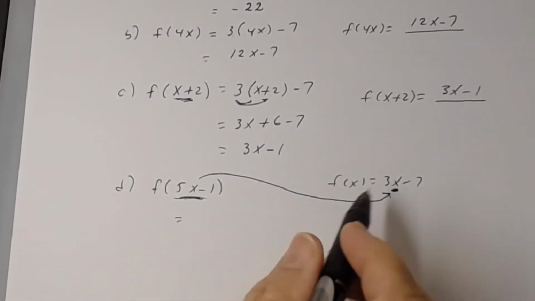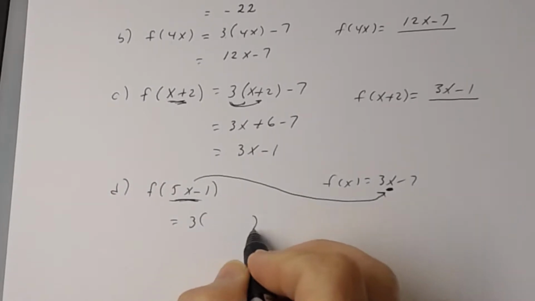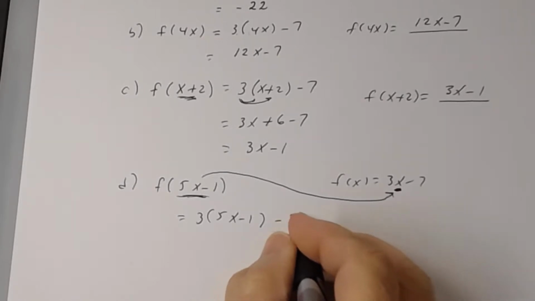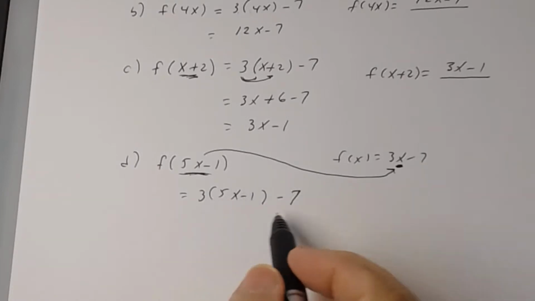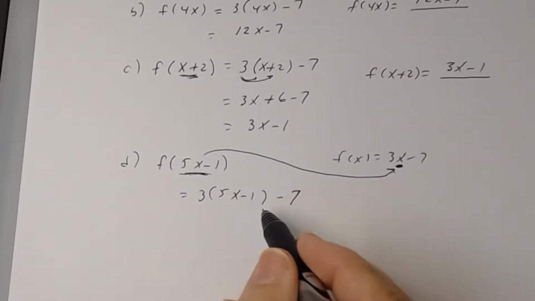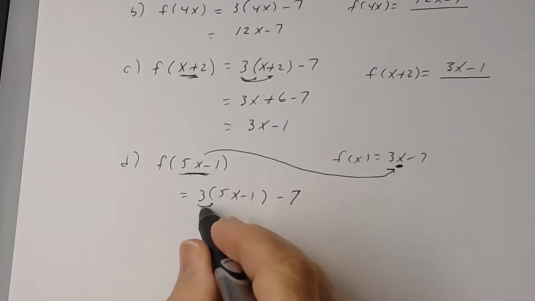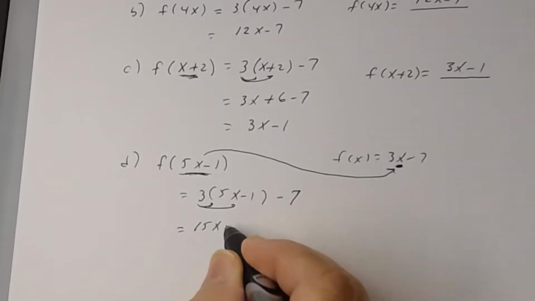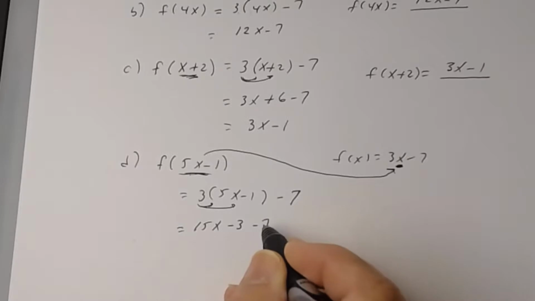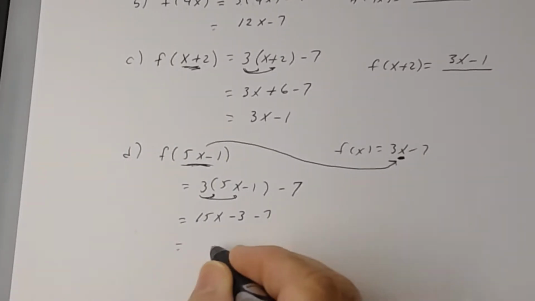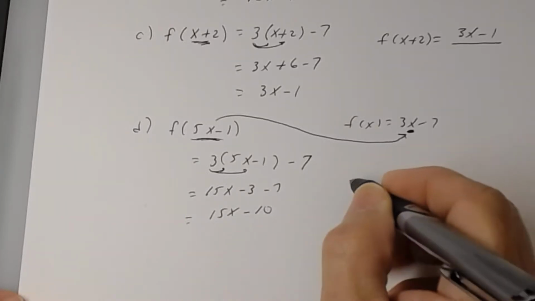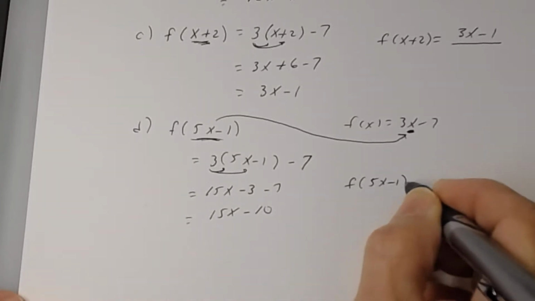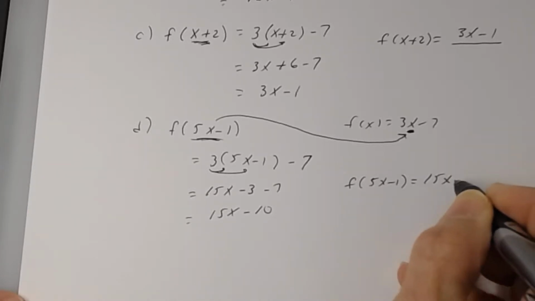When I do that, I'm going to get 3 times, in place of x, I'm going to substitute 5x minus 1. And then I'm going to subtract what number? 7, right? All right, now how do you deal with this expression that I'm circling? Distributive property. So I get 15x minus 3 minus 7. And so what do I do now? Combine like terms. I get 15x minus 10. So f of 5x minus 1 equals 15x minus 10.